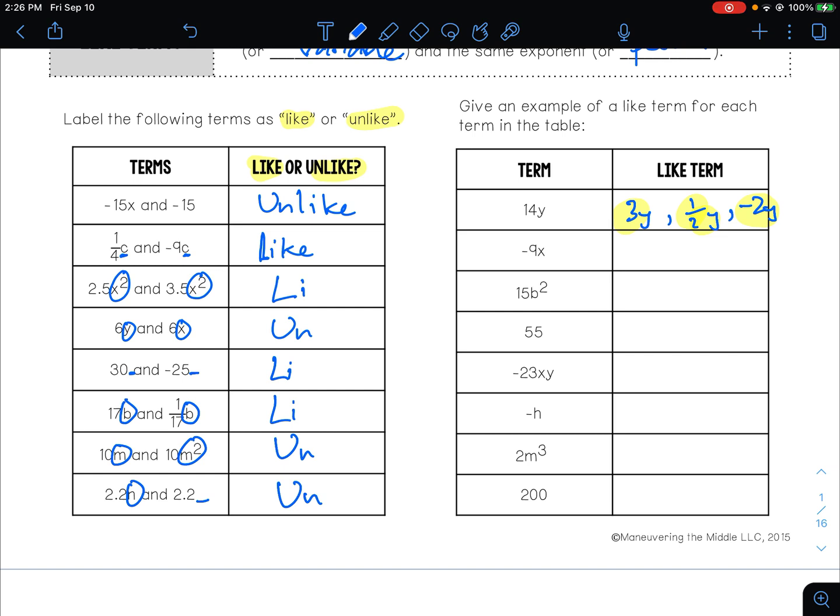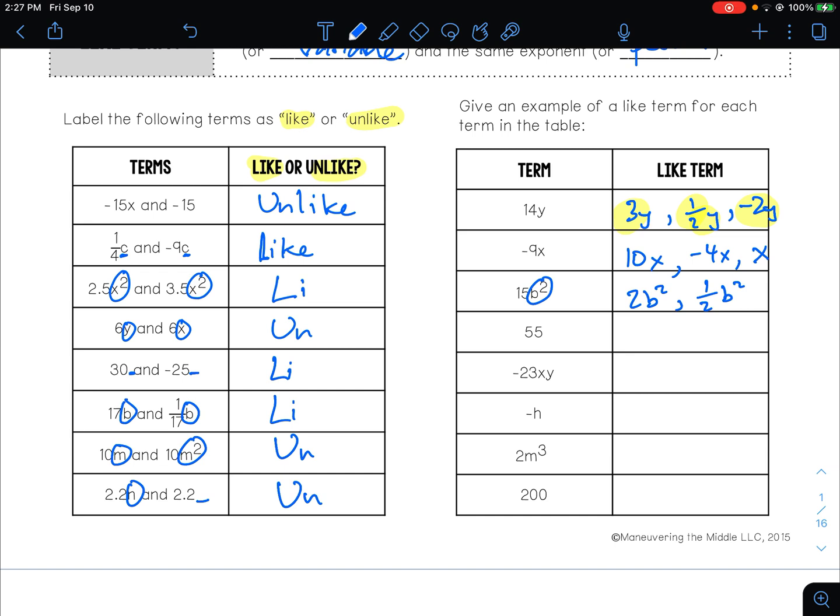Negative 9x, how about 10x? How about just negative 4x? How about just plain x? All those would work. 15b squared. It's the b squared we want to make like, so how about 2b squared? Or 1/2 b squared? That's good.